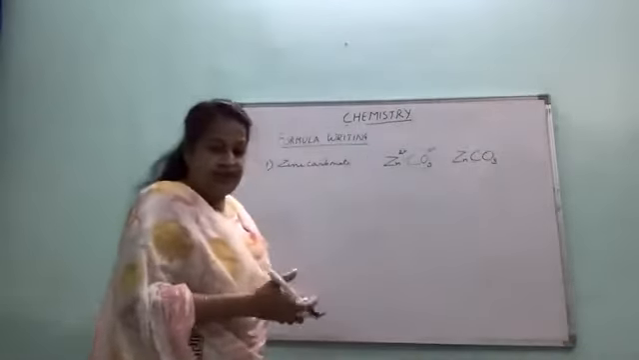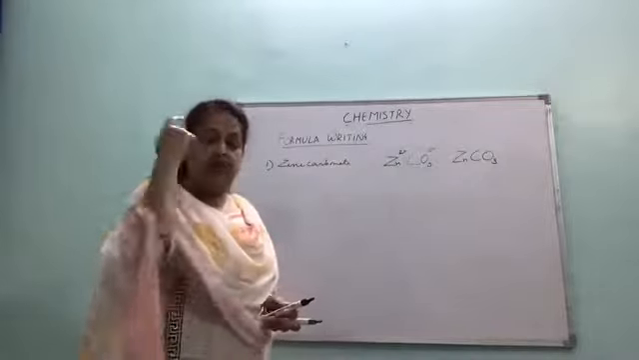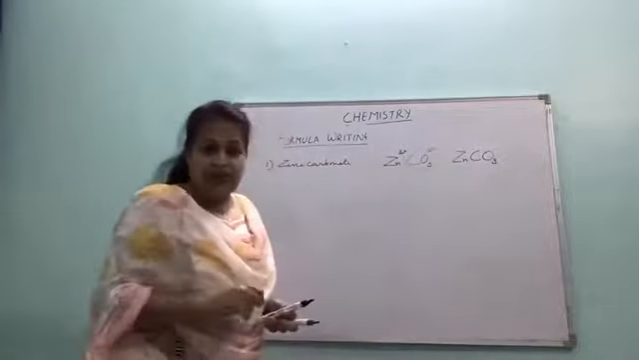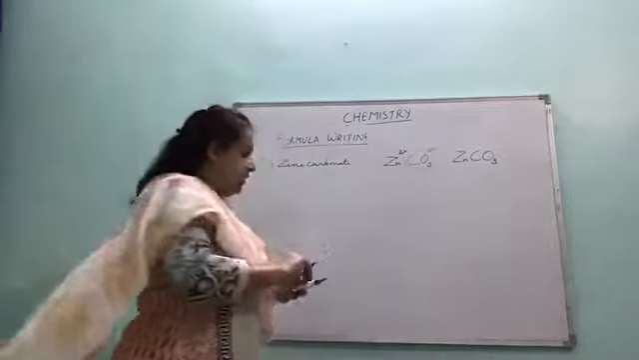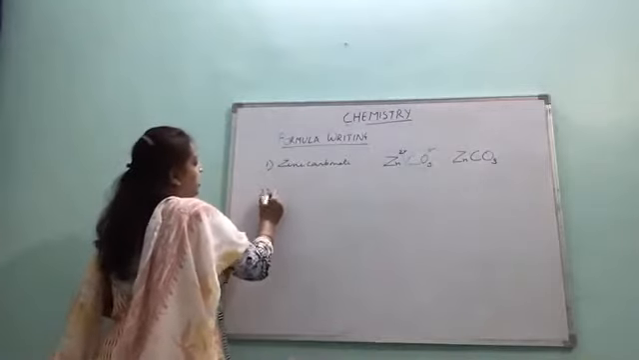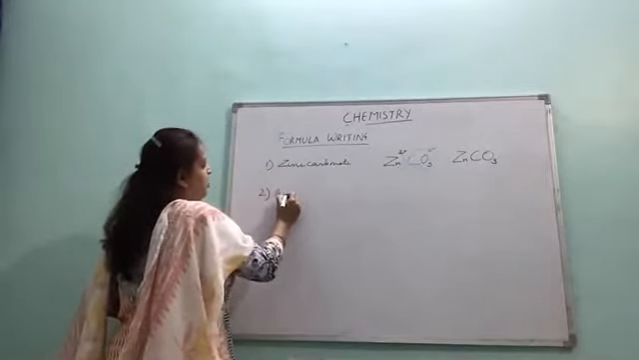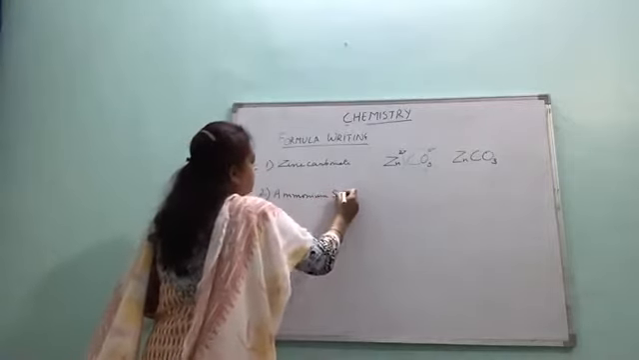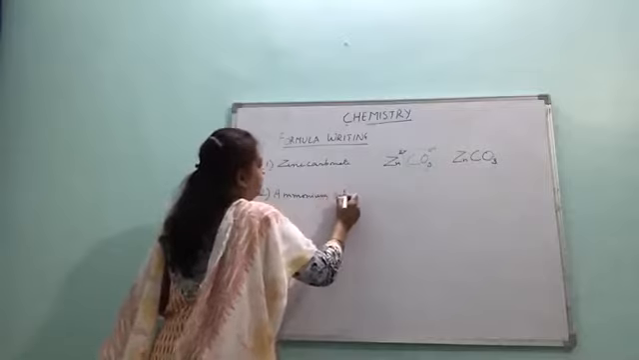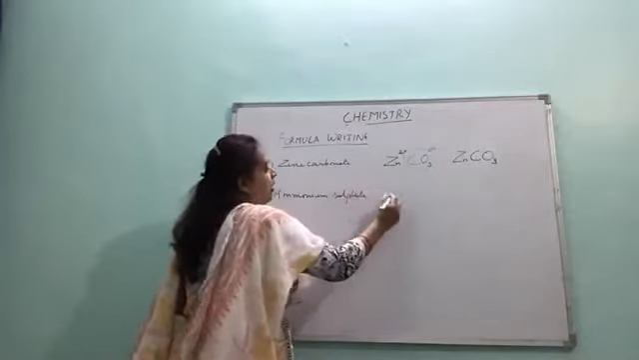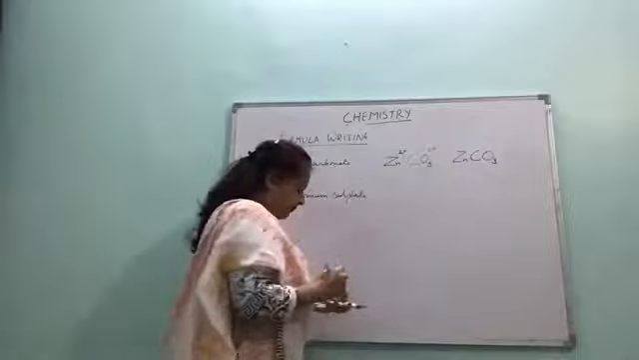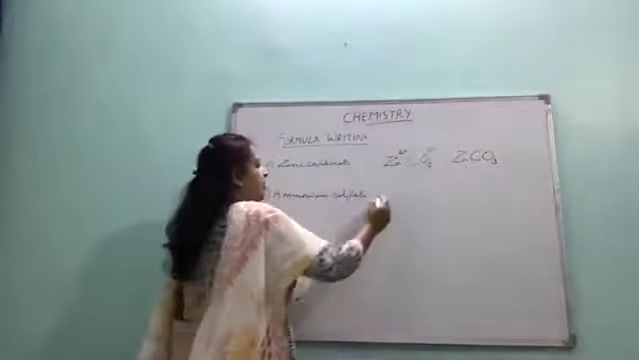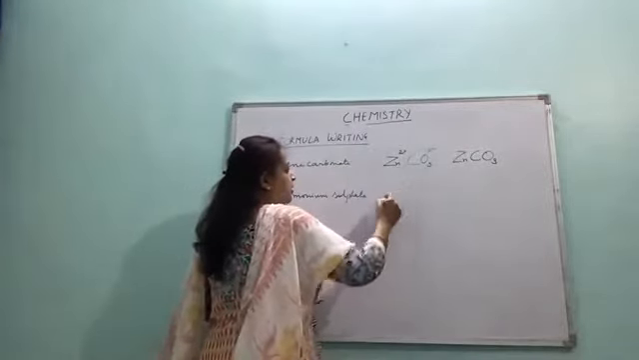This is all revision, children, right? So zinc carbonate. Now it should be done mentally. In class 9, you are not expected to write the crisscross method. You are expected to calculate mentally. Okay. Ammonium carbonate, ammonium sulfate. Okay. Ammonium sulfate. Ammonium NH4.